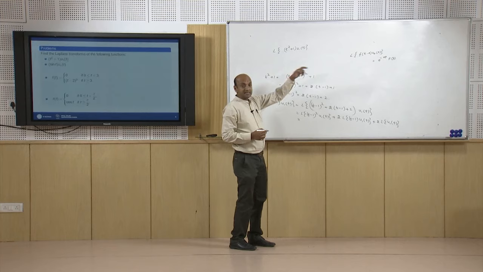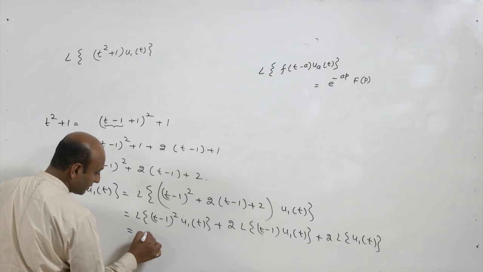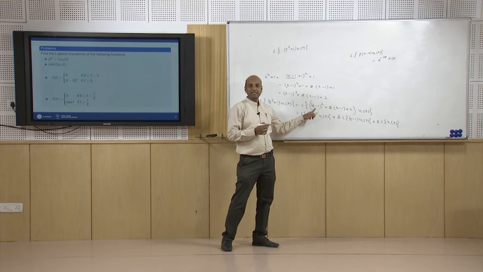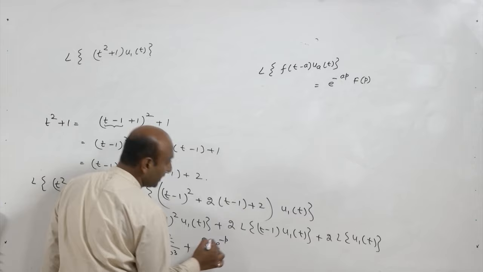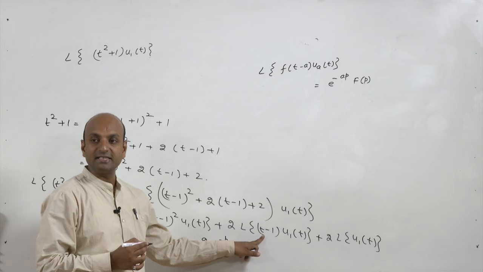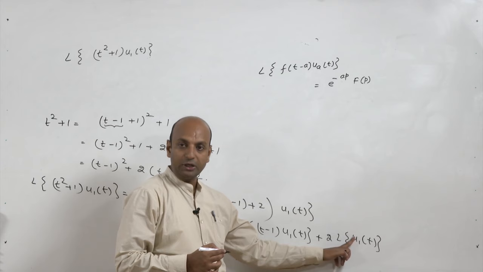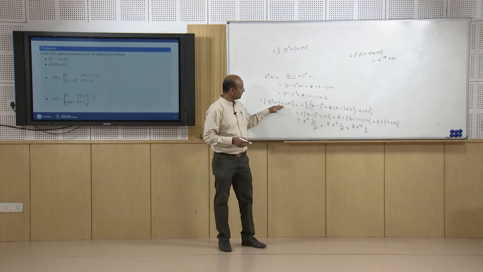Now by the second shifting property, this expression is nothing but e to the power minus a p, a is 1, so e to the power minus p, F p, where F p is the Laplace transform of f t. Here f t is t square, so Laplace transform of t square is factorial 2 upon p cube. Plus, now 2 into again e to the power minus a p by this property. Here f t is t and the Laplace transform of t is 1 by p square, plus 2 into Laplace transform of 1, which is 1 by p, e to the power minus p into 1 by p. So that is how we can find the Laplace transform of the same function using the second shifting property.